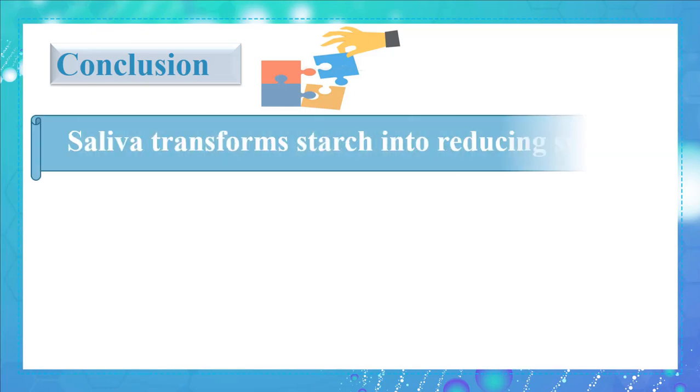After interpreting these two experiments, you have certainly noticed that only in tube A where saliva is present, there was absence of starch and appearance of sugar. So, what do you conclude? Saliva transforms starch into reducing sugar.